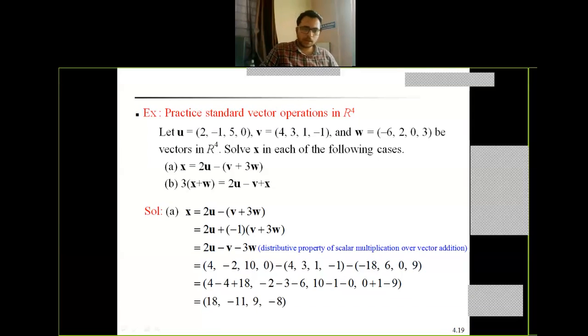Now the second example is 3x plus 3w equal to 2u minus v plus x.